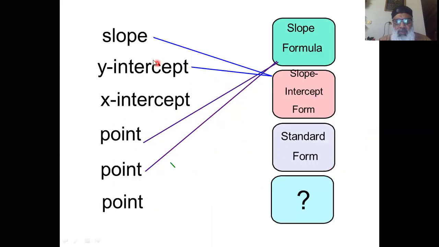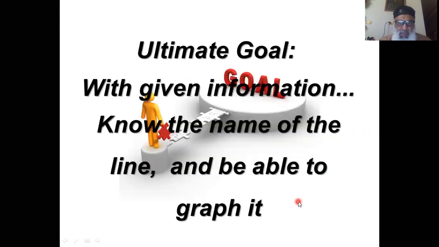So here we are looking for slope, y-intercept, x-intercept, point. Slope formula if we have two points, then slope intercept form if we have two things, the slope and y-intercept, then standard form, so we can find any more. The ultimate goal, with given information, is to know the name of the line and be able to graph it. If you can graph it, that's good.